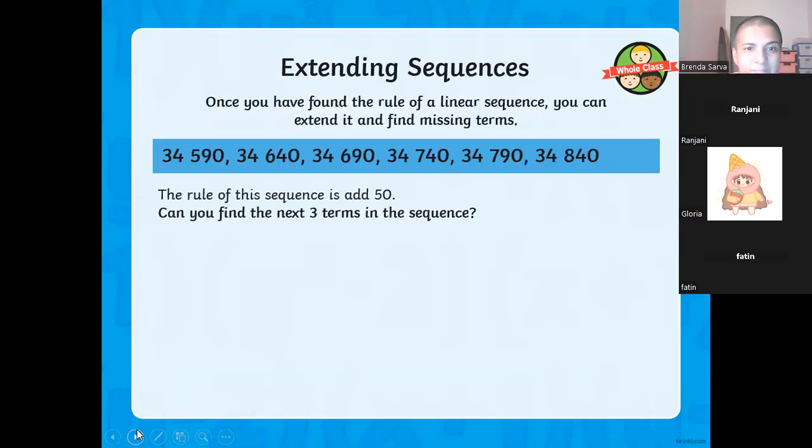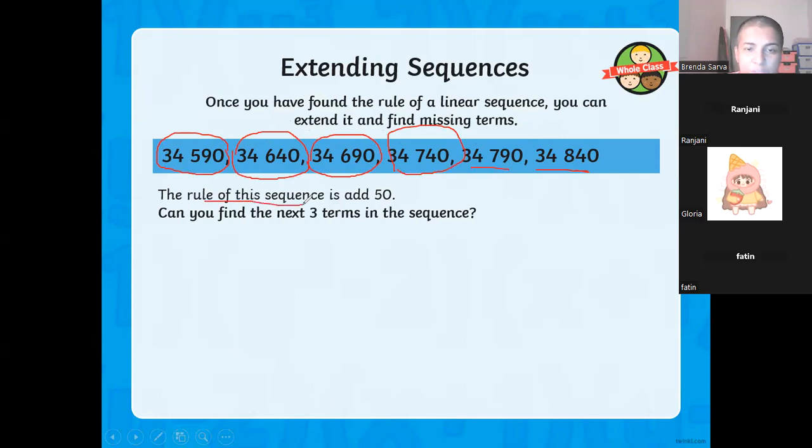Okay, wait, let me see. Okay, question here. Now this is a new one. Let's answer this question. Don't get confused by all these numbers. They may look confusing. This is a number: 34,590, 34,640, 34,690, 34,740, and so on.